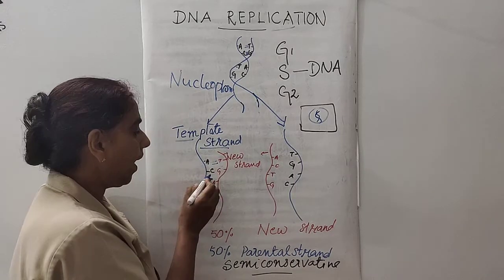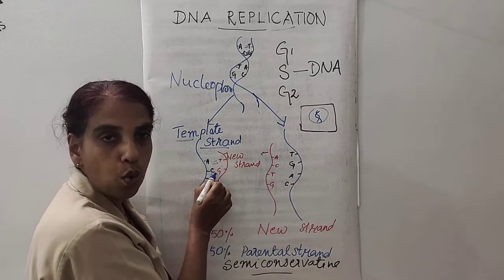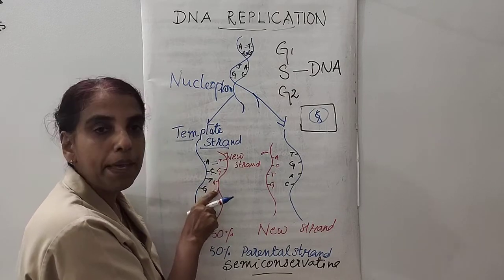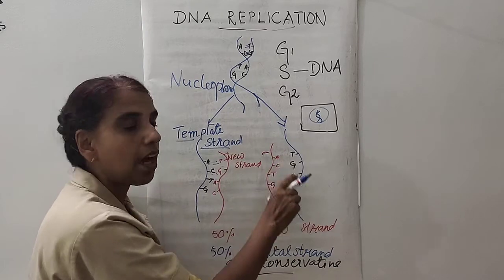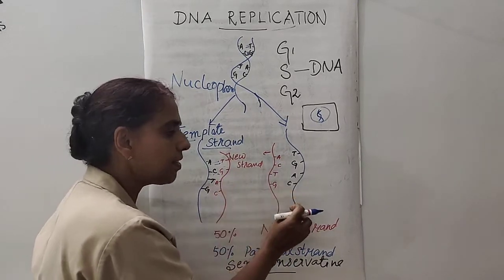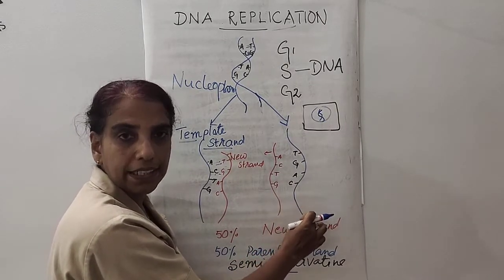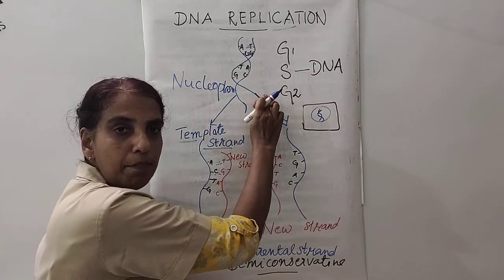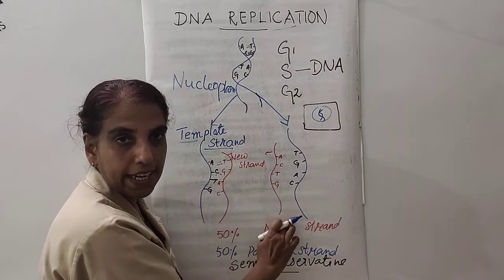In the same way, cytosine will get complementarily paired with guanine. Like that, all the nitrogen bases will be paired with their complementary nitrogen bases selected from the nucleoplasm. The same thing repeats in the other separated parent DNA strand also. As a result, from a single parent DNA, you get two daughter DNAs.